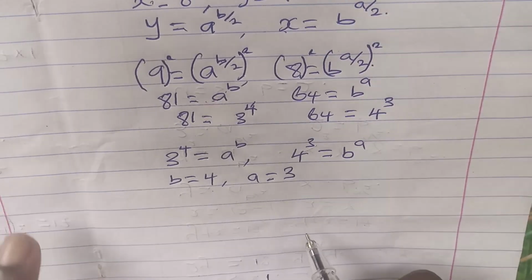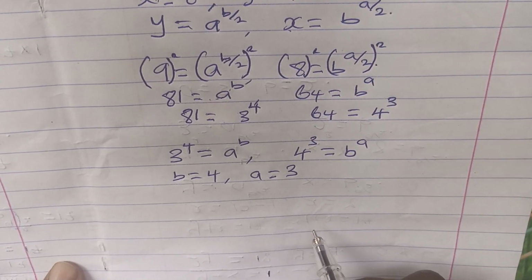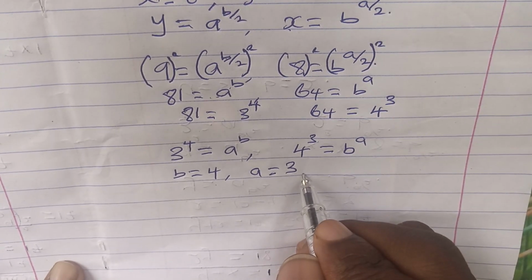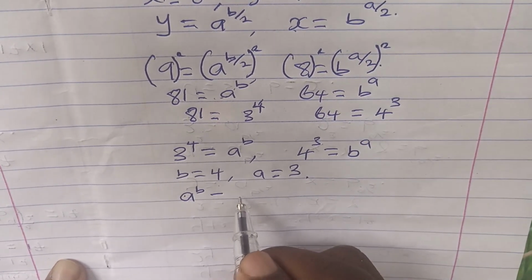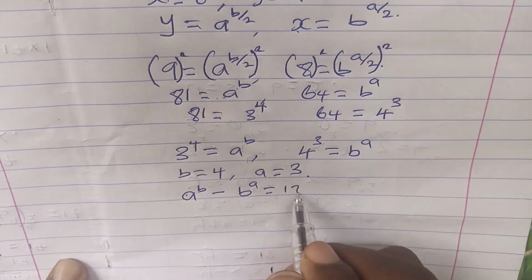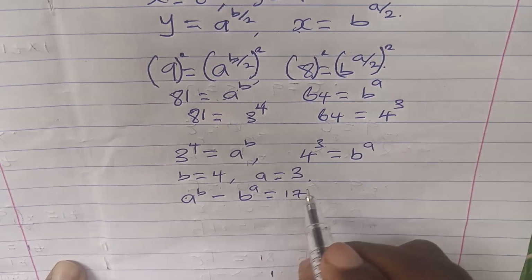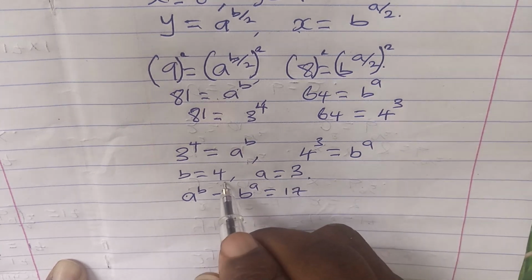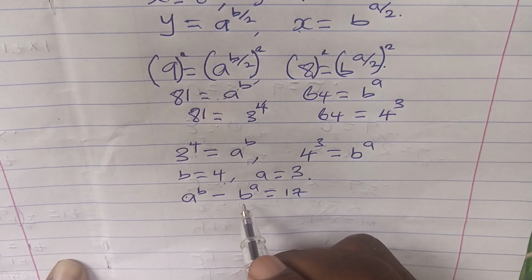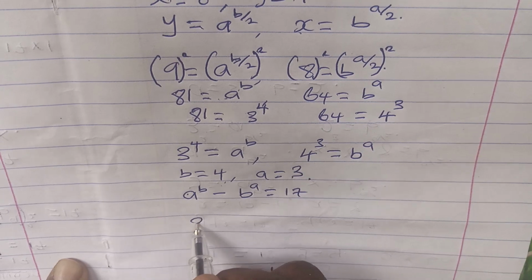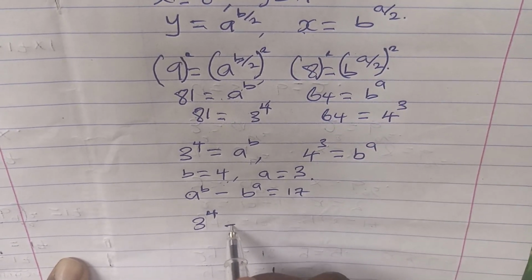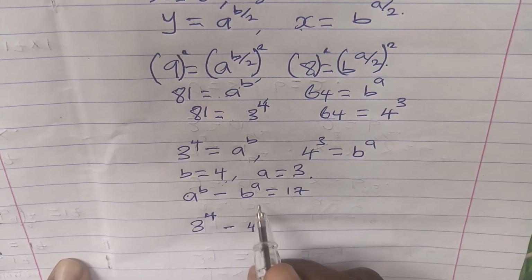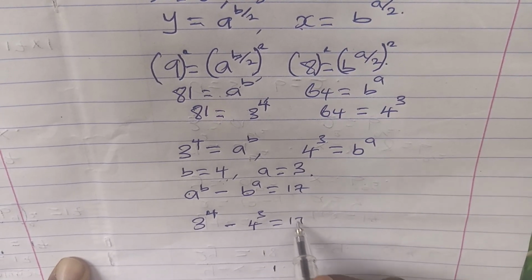By comparison, we can say b is equal to 4 and a is equal to 3. Let's see whether the values of a and b are correct by substituting them into our equation. Recall our equation says a to the power of b minus b to the power of a is equal to 17. With a as 3 and b as 4, we can write 3 to the power of 4 minus 4 to the power of 3 is equal to 17.